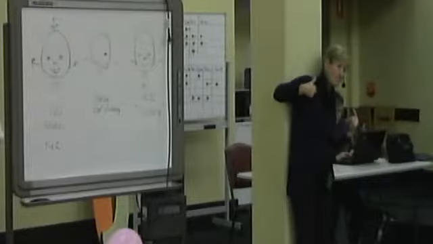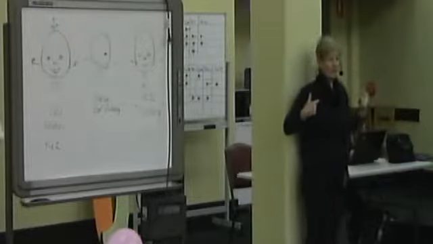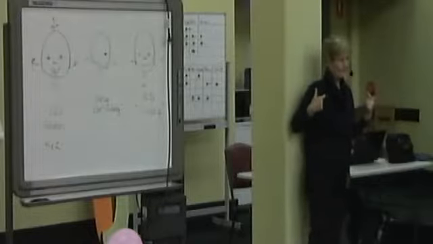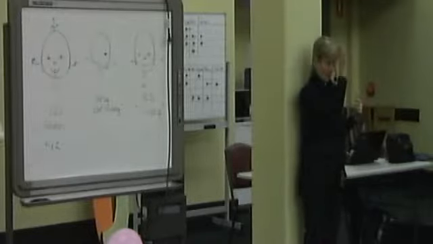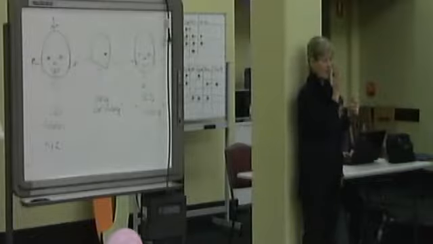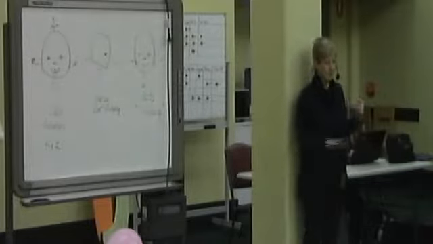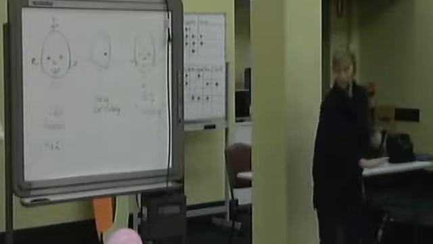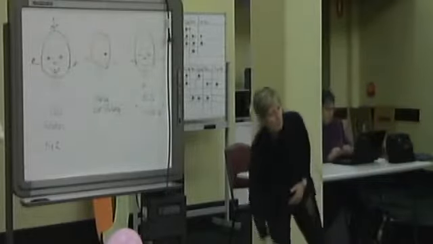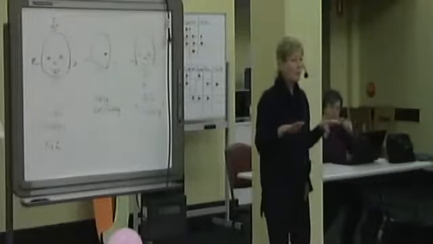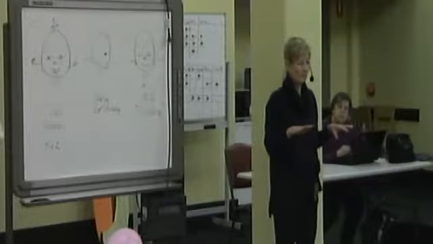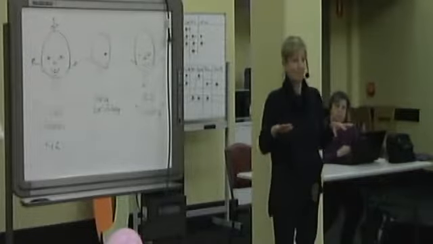Yeah? So what's another plane? That's not transverse. Yeah, so we've got transverse, which is the plane of the floor or the plane of the table. What movements happen in that plane? Yeah, rotation.